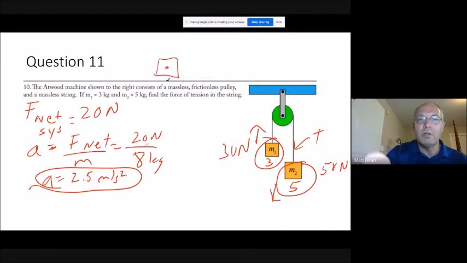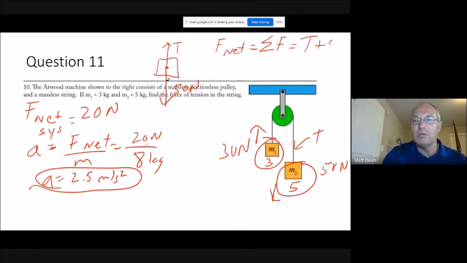So for box M2, we have its weight acting downward, 50 newtons, and we have the tension acting upward. And we know that the net force acting on that box, remember net force is sometimes shown this way, the summation of all the forces, is going to be the tension plus 50 newtons. Now, actually, that 50 newtons is downward, so we probably plus negative 50. Always use negatives for your downward forces.